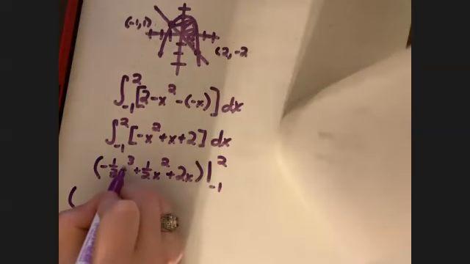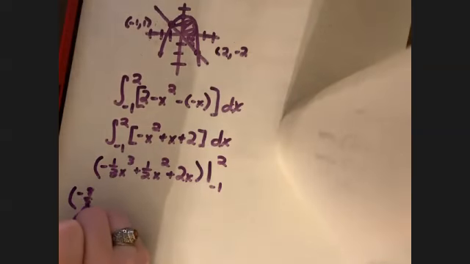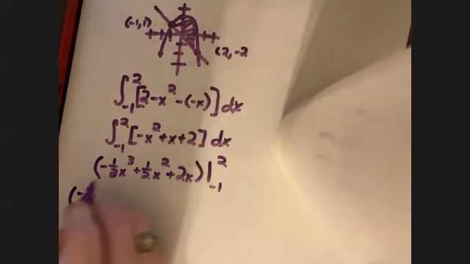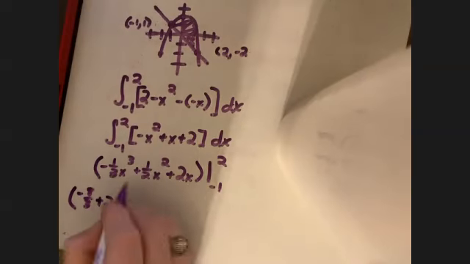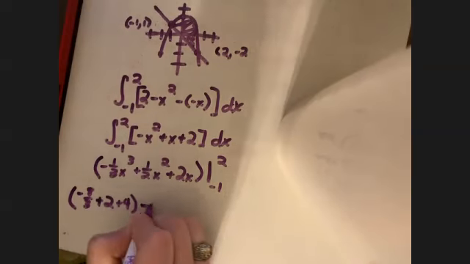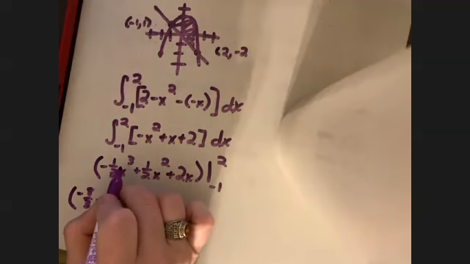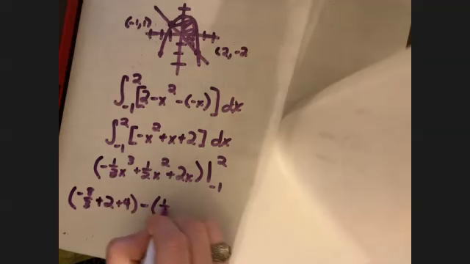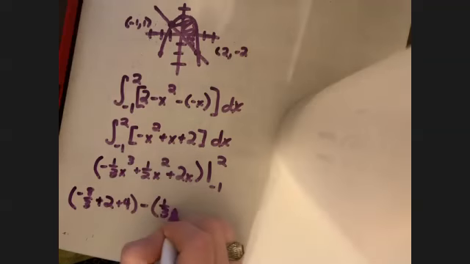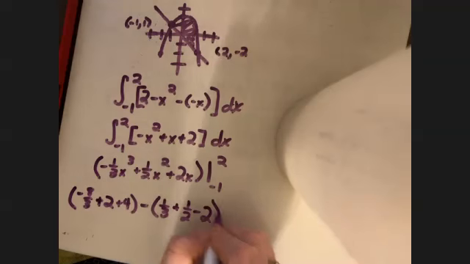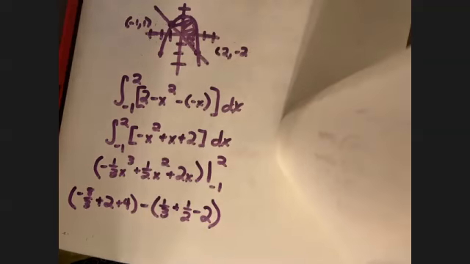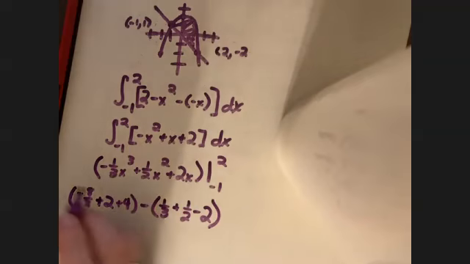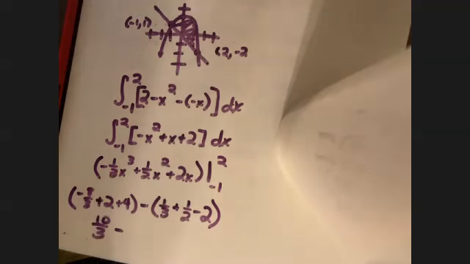So plugging some stuff in here, we've got 8, so we've got -8/3. 2 squared is 4 times 1/2 is going to be 2, plus 4, minus -1 cubed is going to be -1 times that is going to be 1/3. It's going to be 1, so it'll turn into 1/2, and then minus 2. Again, I'm going to use a calculator here to help evaluate some stuff. So we've got 10/3 coming out of the first part.